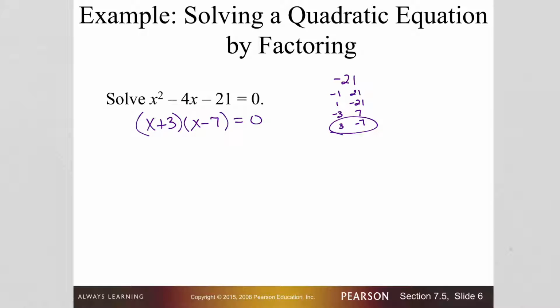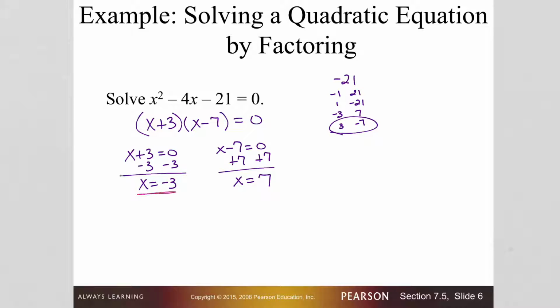So now to solve this for x, I'm going to take each set of parentheses and set them equal to 0 and solve. Okay, so those are my two solutions. Now, can I check my work? Absolutely. So I'm going to put in negative 3 where I see x in my original problem.